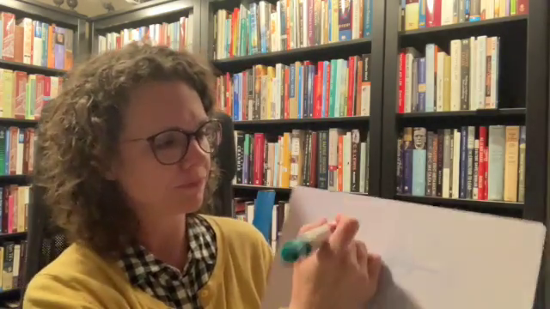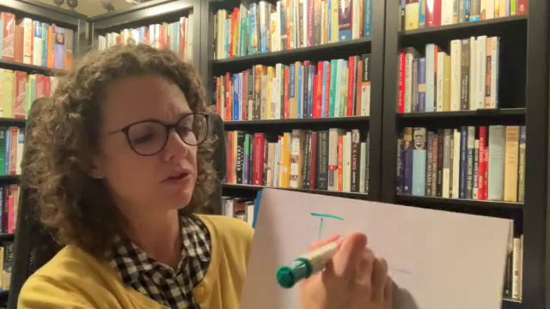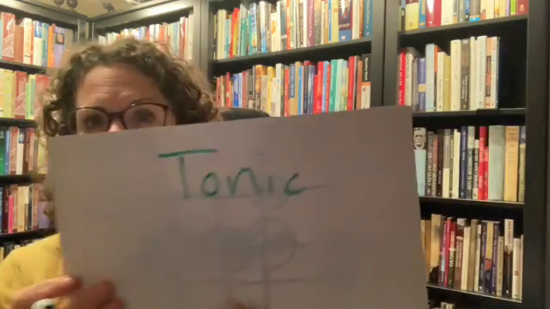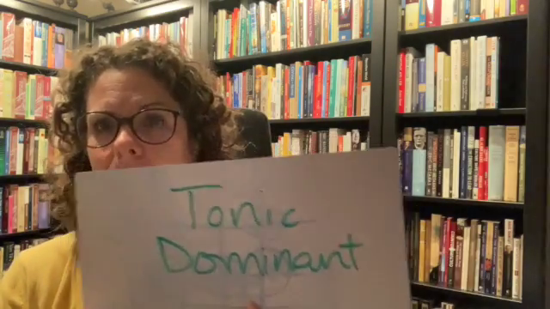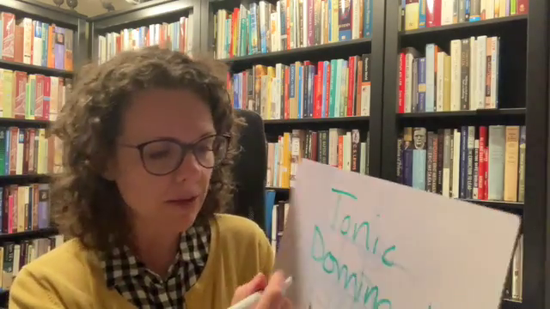So just a quick review: remember the tonic is the first note of the scale, okay? And then dominant is always the fifth note of the scale. Now, that fifth note changes depending on your scale, but always the fifth note of the scale is the dominant, okay? Then, subdominant.